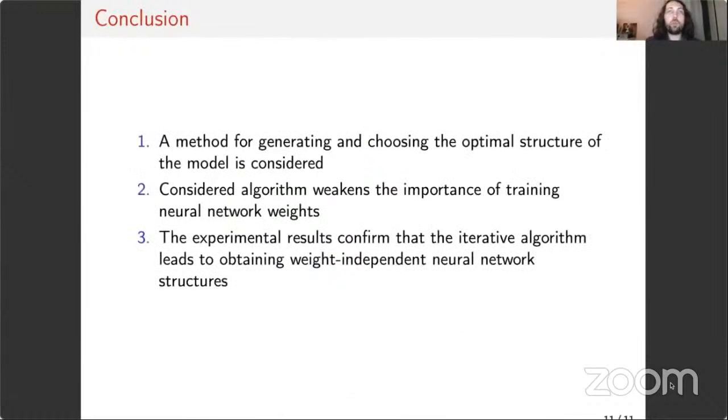Conclusion. A method for generating and choosing the optimal structure of the model is considered. The considered algorithm weakens the importance of training neural network weights. The experimental results confirm that the iterative algorithm leads to obtaining weight-independent neural network structures.